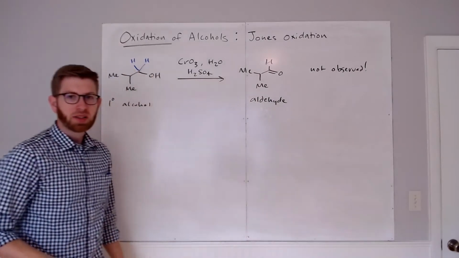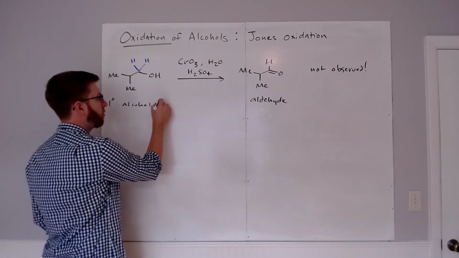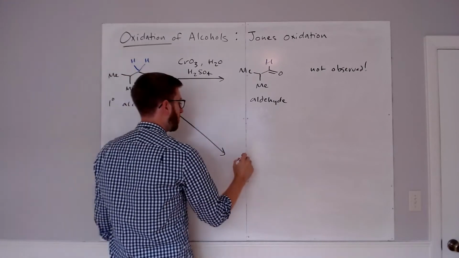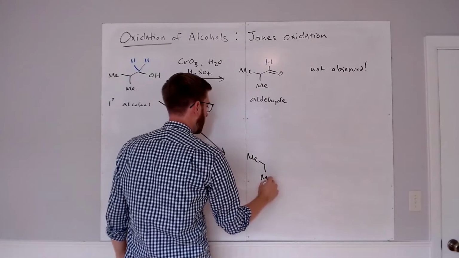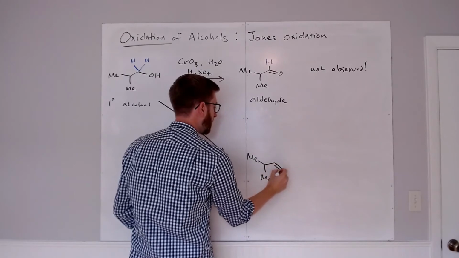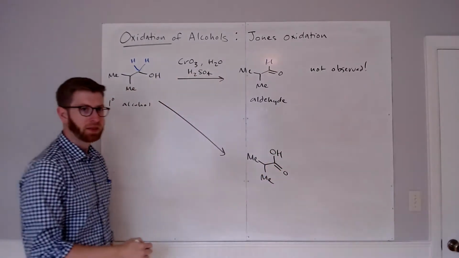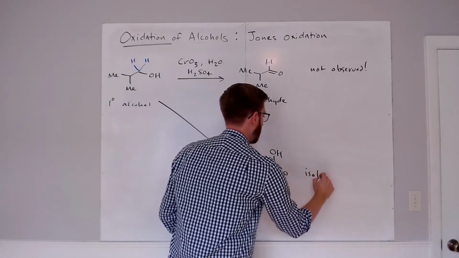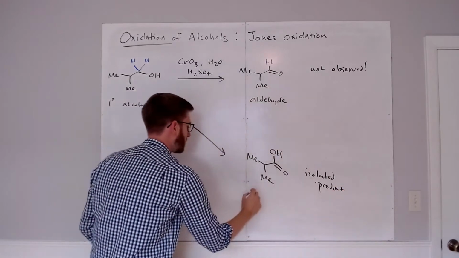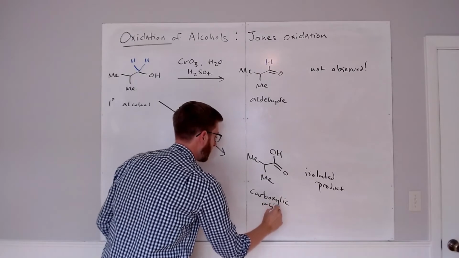Which is kind of surprising. Instead, we see something different. We actually see the formation of a carboxylic acid. So we still have all of our methyls and things like that, but the compound that we actually obtain is this. This is the isolated product. And just for completion's sake, we'll label the functional group carboxylic acid.